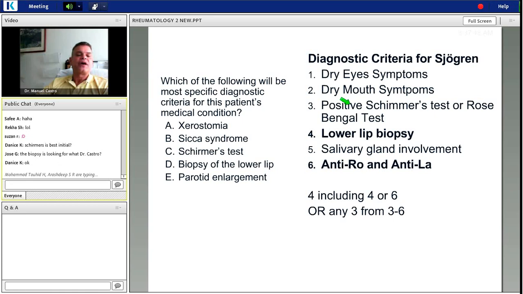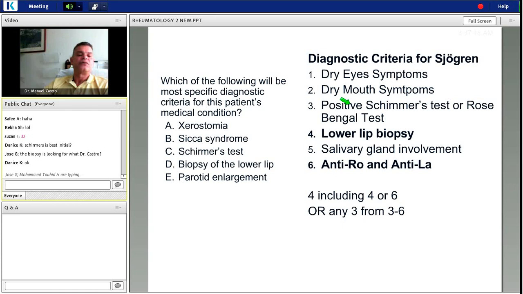Yes, Jose, lymphocytic infiltration of the salivary glands is what they look for. Sounds good?